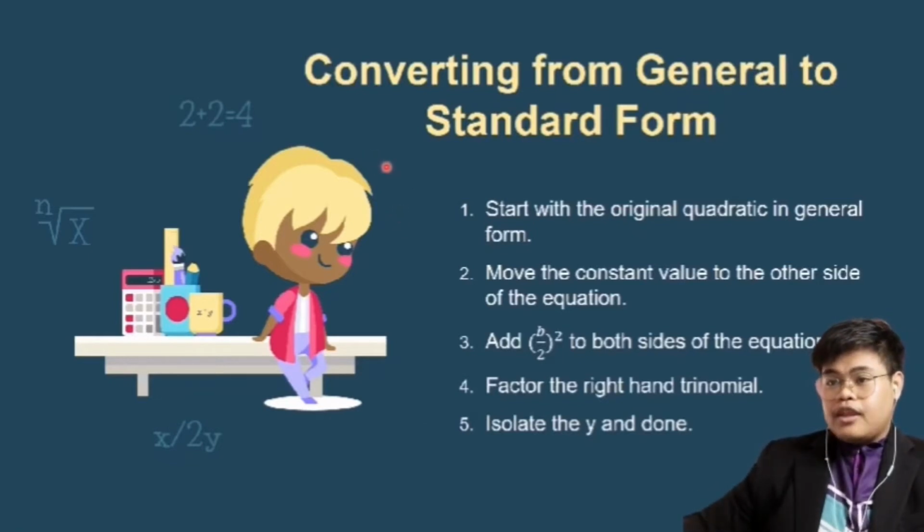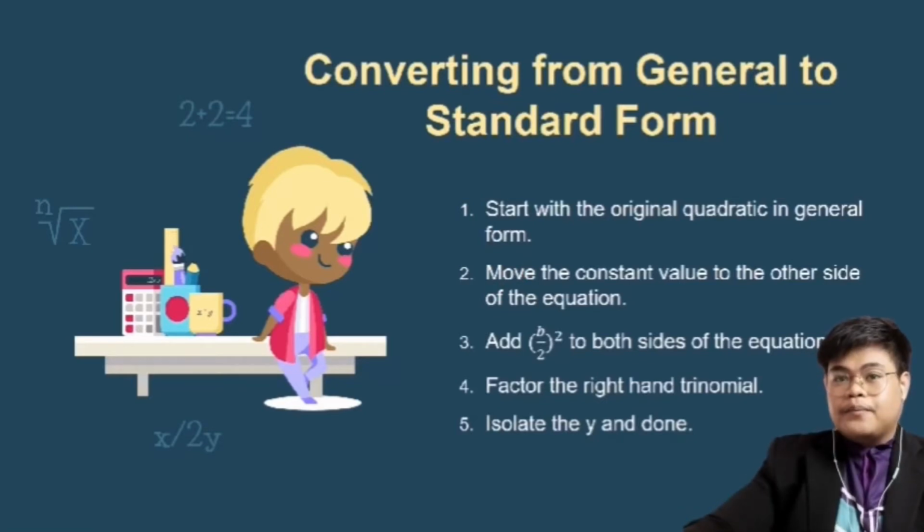Okay. First, start with the original quadratic in general form. Okay, quadratic general form is f(x) equal to ax squared plus bx plus c. And then move the constant value to the other side of the equation, and then add (b over 2) squared to both sides of the equation. Factor the right hand trinomial, and then isolate the y. I will show you the example.